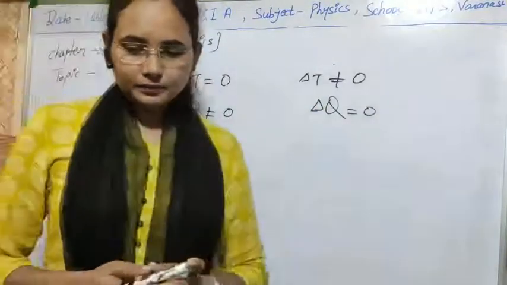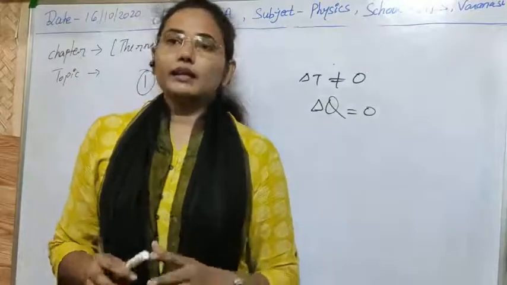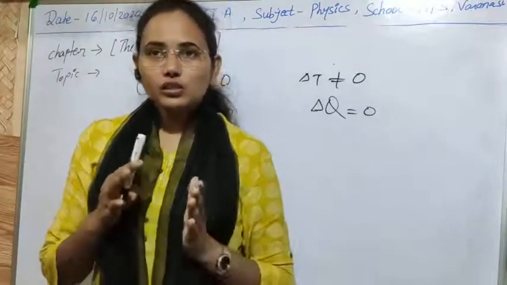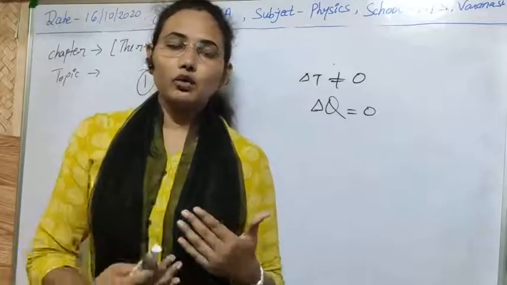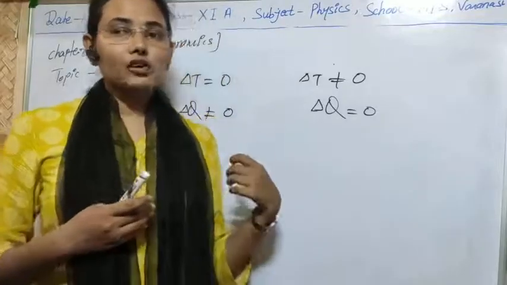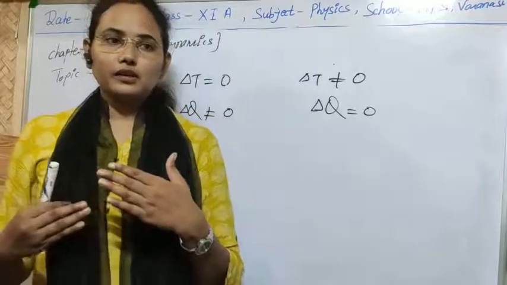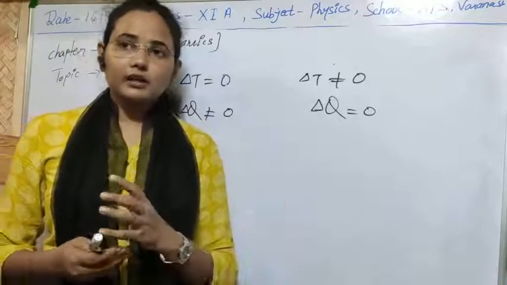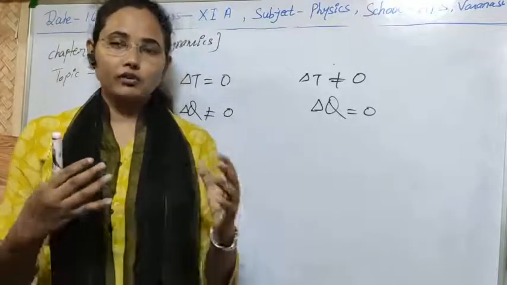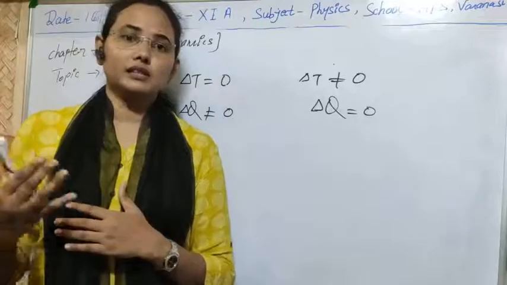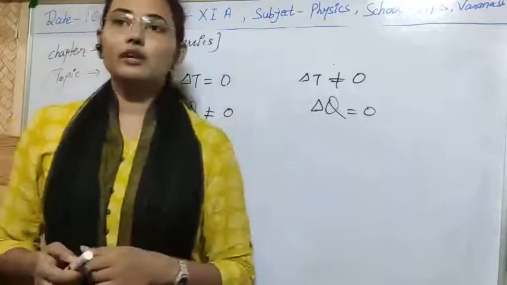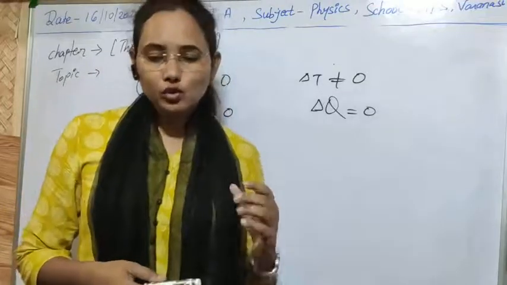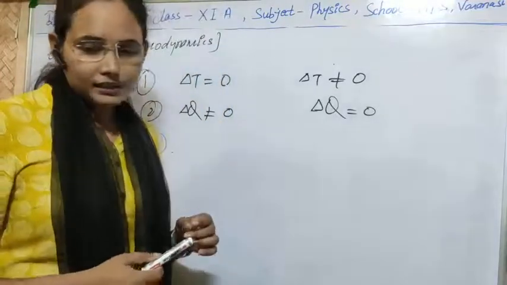Third is that in the case of isothermal, the changes are very slow, which means there is slow change in the volume and pressure. But in the case of adiabatic, there is very rapid change, so that its temperature can suddenly change, and its values of pressure and volume change. So in the case of adiabatic there is rapid change, but in the case of isothermal there is very slow change.